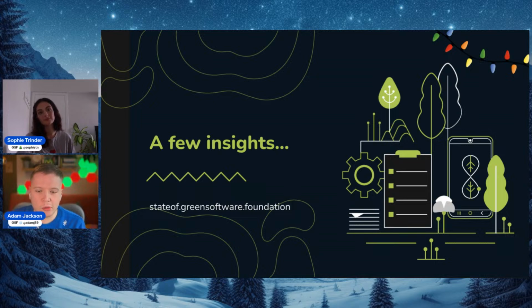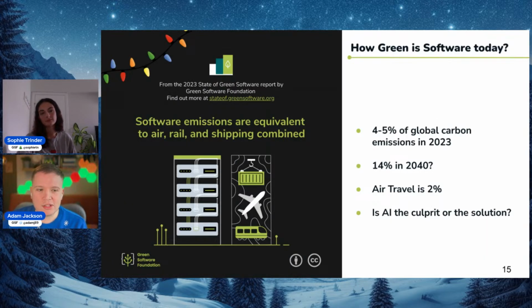I think the first one is the one that always surprises people, and that is that software emissions are equivalent to air, rail, and shipping combined. How can this be? Well, a lot of people say that software is 2%, 3%, maybe more, but the estimates that the Green Software Foundation has made using all of the available data is that software actually makes up 4 to 5% of global carbon emissions. And we think a lot of the underreporting of this number is because people don't necessarily measure the full journey of software. So they're only looking at part of the story, maybe the data center impact or the device impact. But we're looking at all of that, and we think it's 4 to 5%.